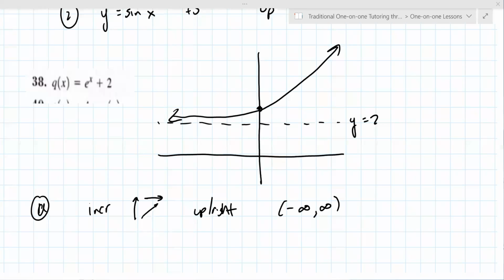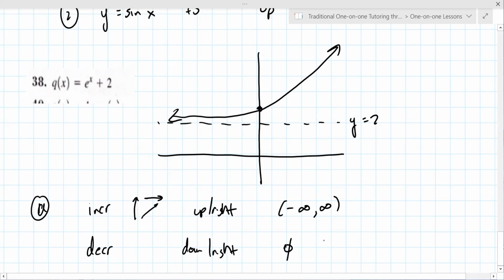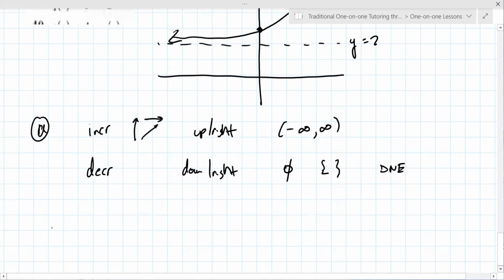Okay. If it's increasing everywhere, it can't be decreasing anywhere. That's where it's going down and to the right. So that's nowhere, the empty set, or you just say D and E, something like that. Part B is the even, odd, neither. This is one of those neither ones again. C is extrema. This one does not have any.